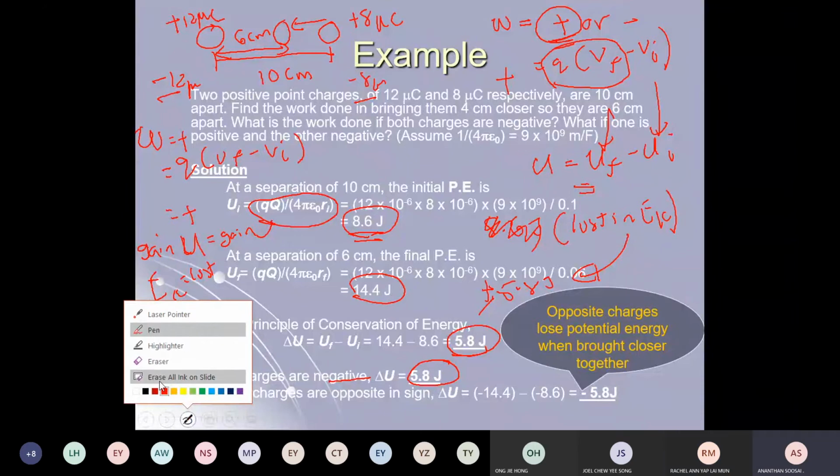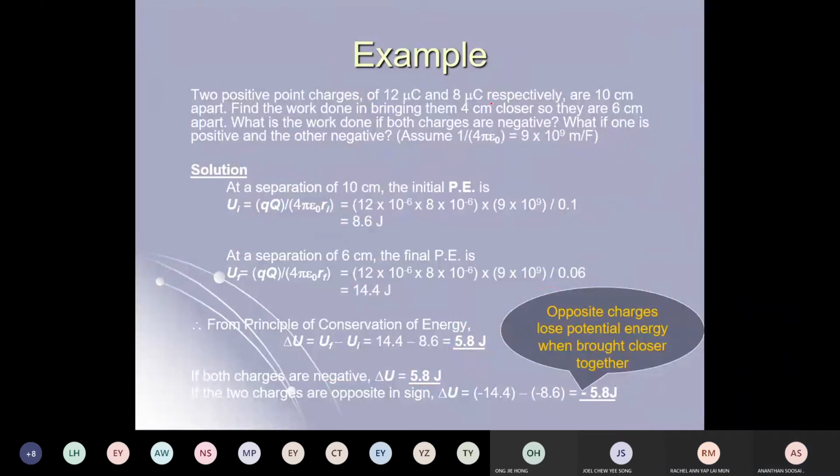Okay, so look at the third one. What if one is positive and another one is negative? One is positive 12 microcoulomb, another one is negative 8 microcoulomb. So when you get closer, the work done is definitely going to be negative. You gain or lose potential when you get closer? The gain in potential energy will be negative. In other words, you lost potential. So you gain kinetic, and the gain in kinetic will be positive.